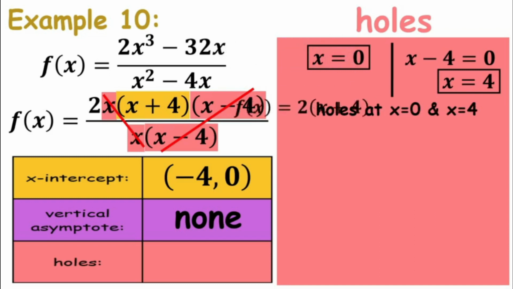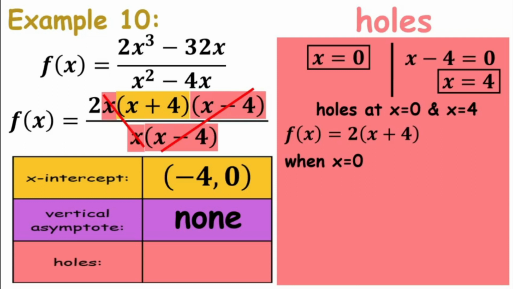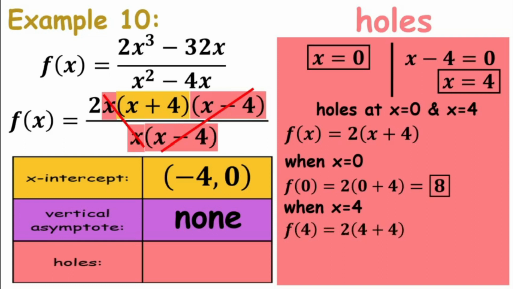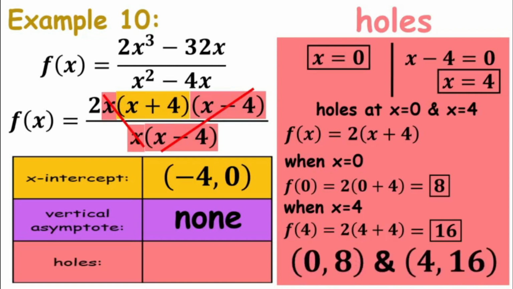The simplified form of the function is f of x is equal to 2 times the quantity x plus 4. When x is equal to 0, f of 0 is equal to 2 times the quantity 0 plus 4, which is equal to 8. When x is equal to 4, f of 4 is equal to 2 times the quantity 4 plus 4, which is equal to 16. The coordinates of the holes are (0, 8) and (4, 16).